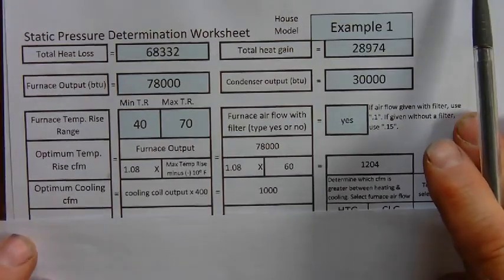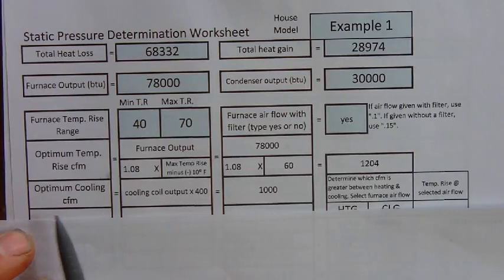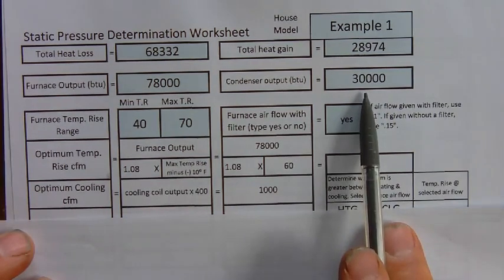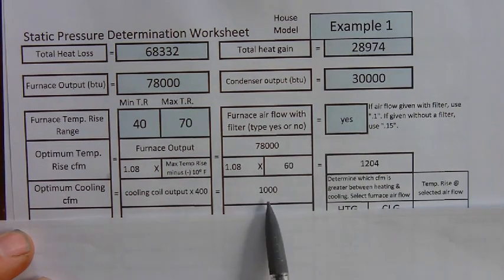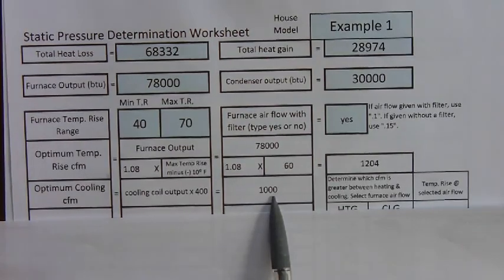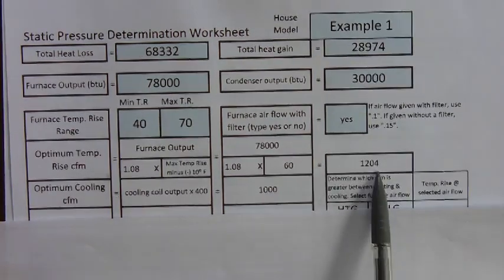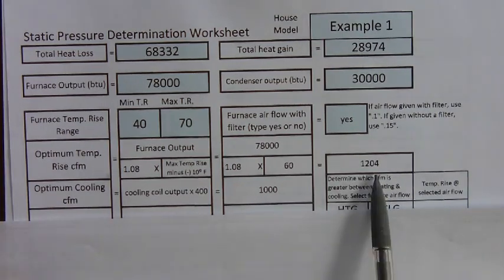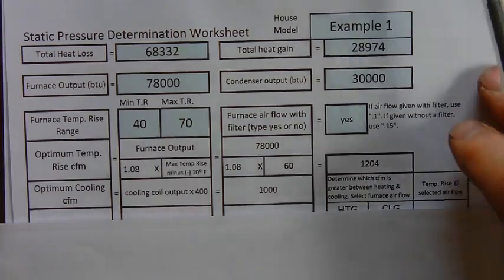Based on our optimum cooling CFM, we've got our cooling output times 400 CFM per ton. So 2.5 tons times 400 CFM gives us 1,000 CFM as the airflow rate for cooling. In this scenario, it's shaping up that the heating CFM is quite a bit larger than the cooling CFM, so in all likelihood our heating CFM will become the design CFM.